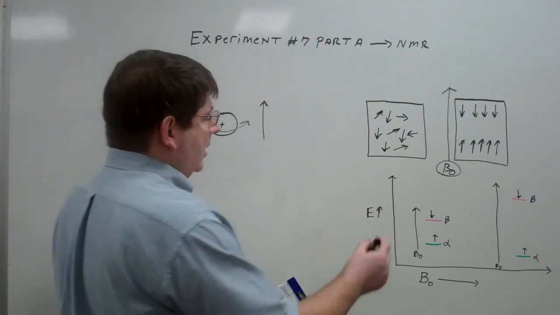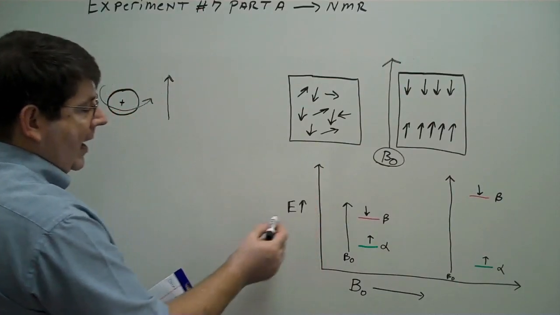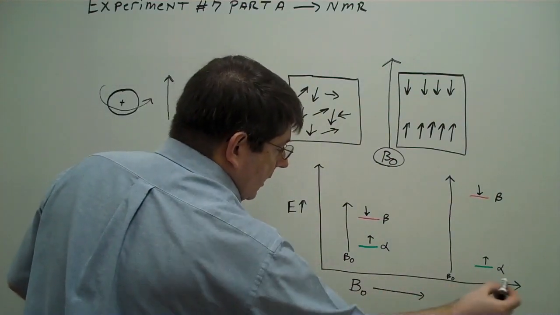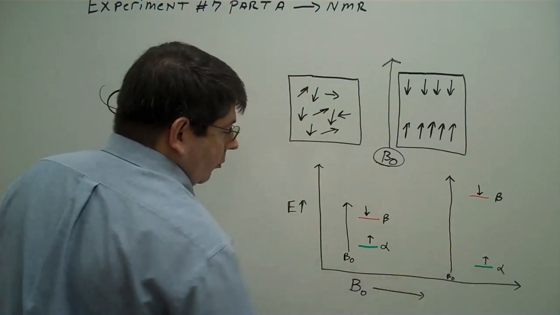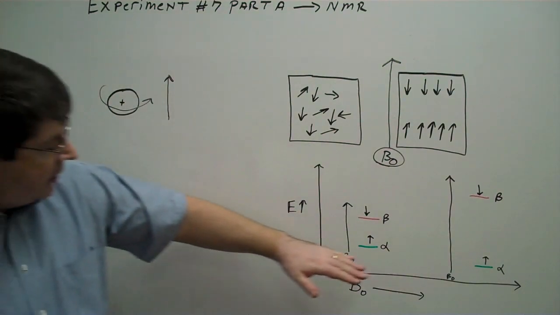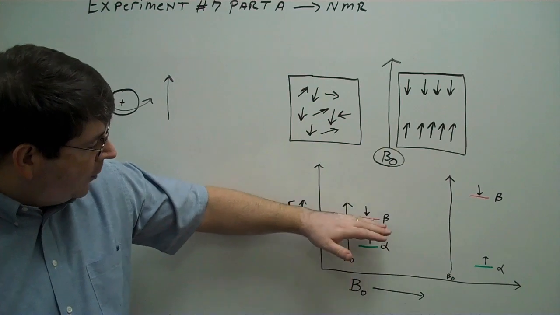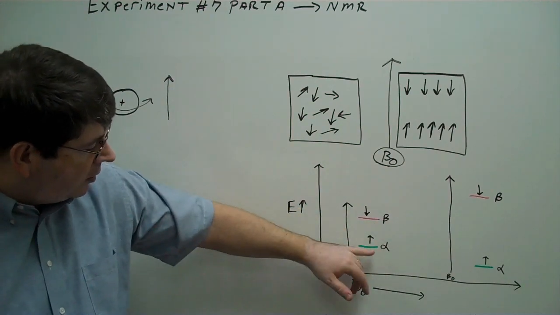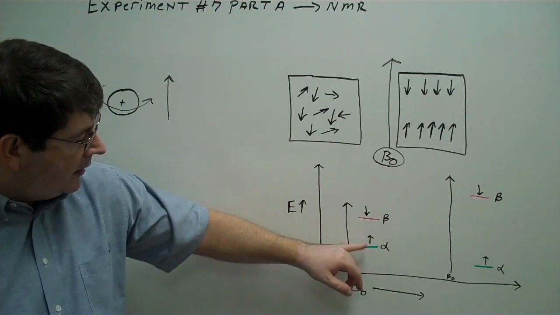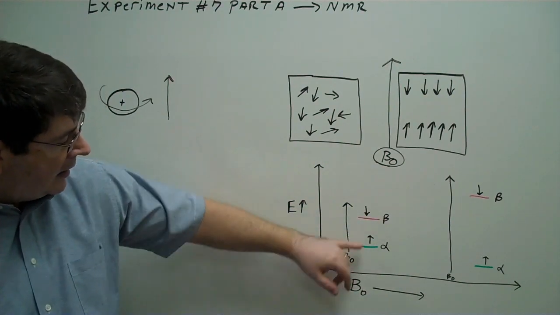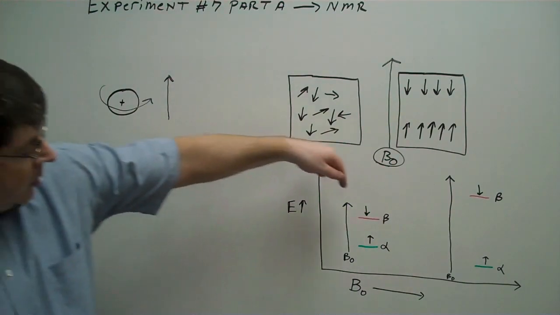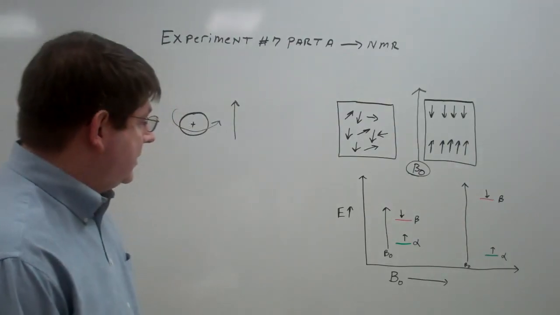So if we look at a graph of energy on the y-axis, so energy is increasing in this direction, and we look at B0 here, increasing B0 going to the right, I've got a couple of things listed here. And so what we have is the two possible states. So at lower B0, we have the alpha state and the beta state. The alpha state being the one that is aligned with the external magnetic field. It's the lower energy. And we have one here known as the beta state, which is aligned against.